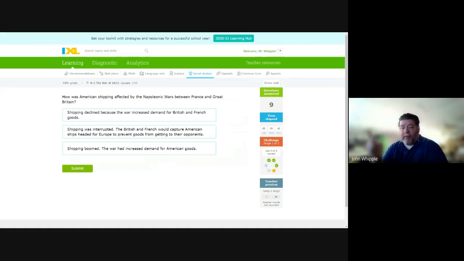Well, Great Britain and France didn't like that because we were competition. So they were really trying to hurt American shipping. Both sides were. And so the question is, how was the shipping affected by the Napoleonic Wars? Shipping declined. Well, that's the answer, because war increased demand for British and French goods. But that's wrong because of this part. Shipping was interrupted. British and French would capture American ships headed for Europe and prevent goods from getting to their opponents. All right, that's true.